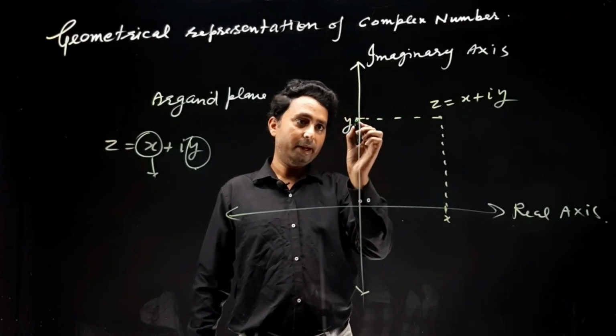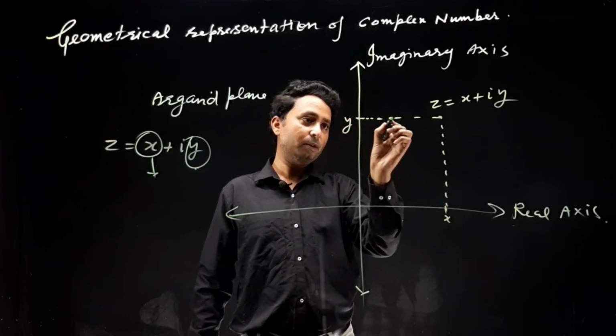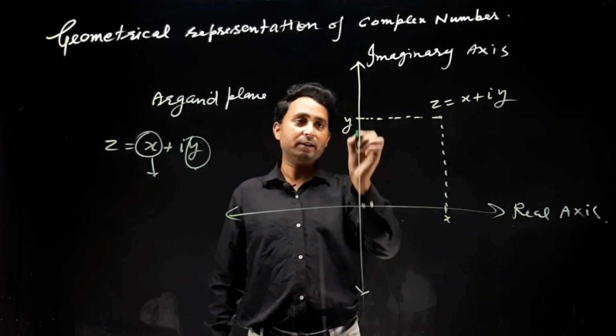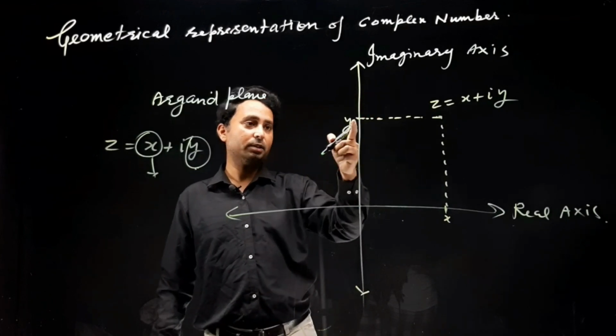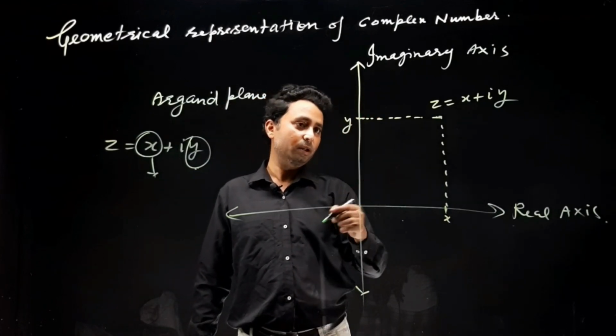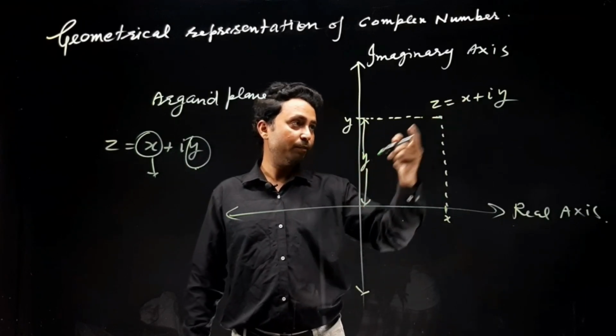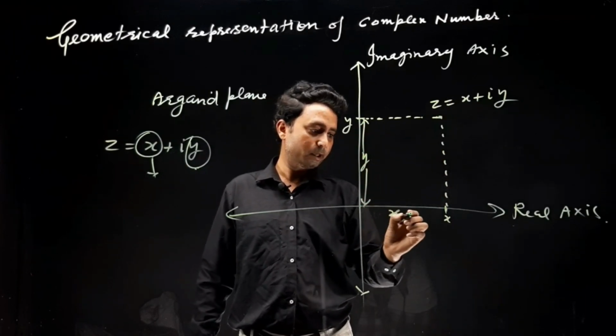On the imaginary axis, if we draw a perpendicular from this point on the y axis, or vertical axis, the imaginary axis, it will meet at this point. This is the y coordinate, the imaginary part, and this is the real part.